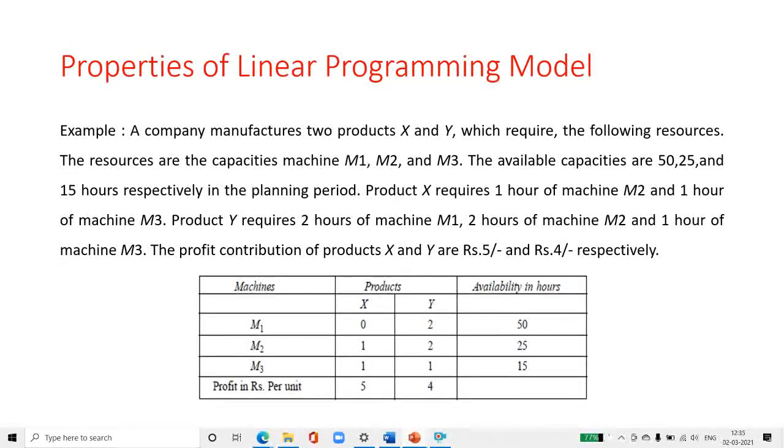Let us consider one example, a product mix problem. Here a company manufactures two products, X and Y. X and Y are the two products which require the following resources. There are three types of resources present: M1, M2, M3, and the available capacities are 50, 25, and 15. So for machine M1, the available capacity is 50, M2 is 25, and M3 has an available capacity of 15 hours.